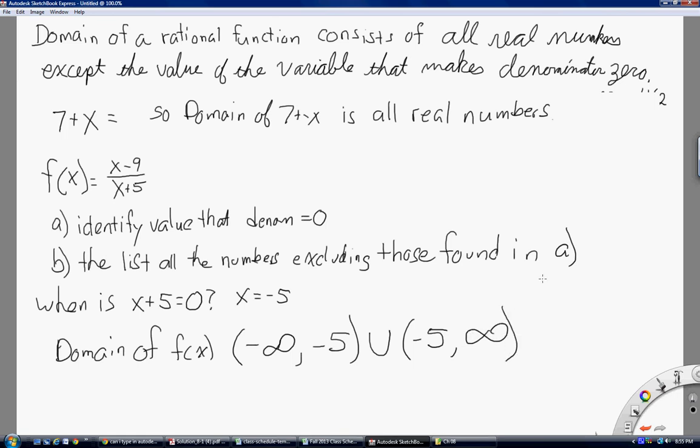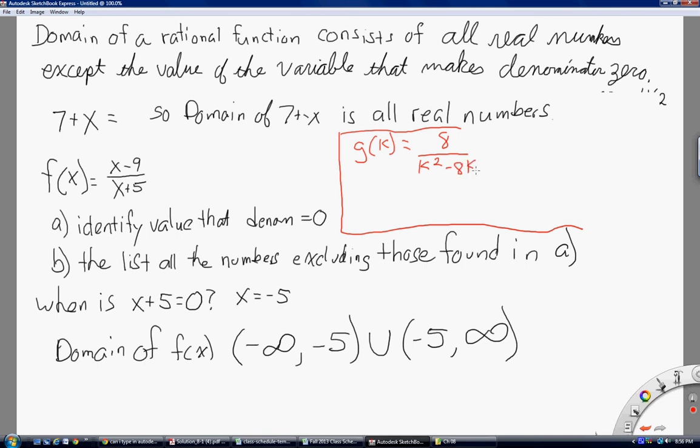I got a little bit of room. I'm going to show you one more problem here. I want to show you this problem. What if I had g of k equals 8 over k squared minus 8k plus 12.